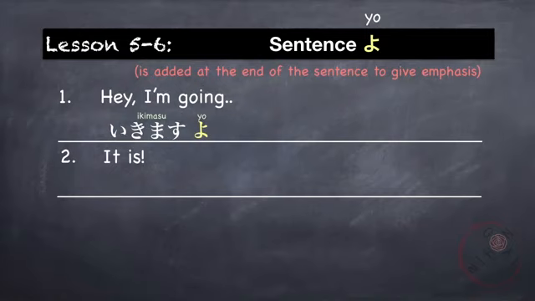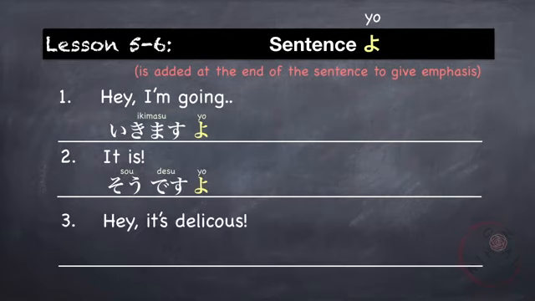Another example is, it is, or that's right. For example, hey, I heard that it's nice in Germany. It is. So desu yo. So desu yo. Another example, hey, it's delicious. If you want to give more emphasis, oishii yo. Hey, you know, it's delicious. It's like saying, hey, you should try it, it's delicious. Oishii yo.